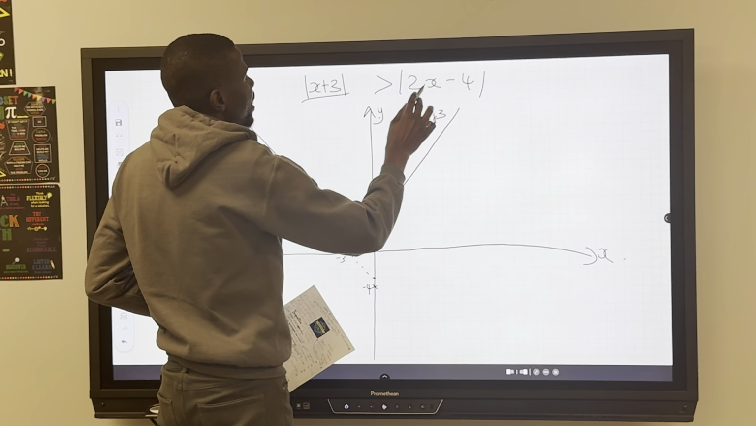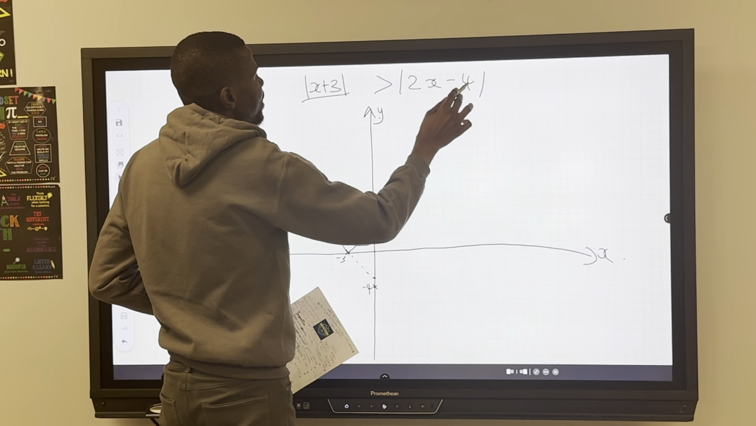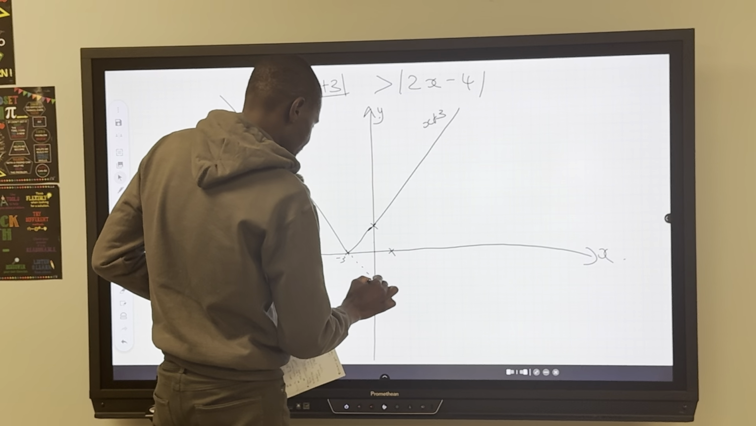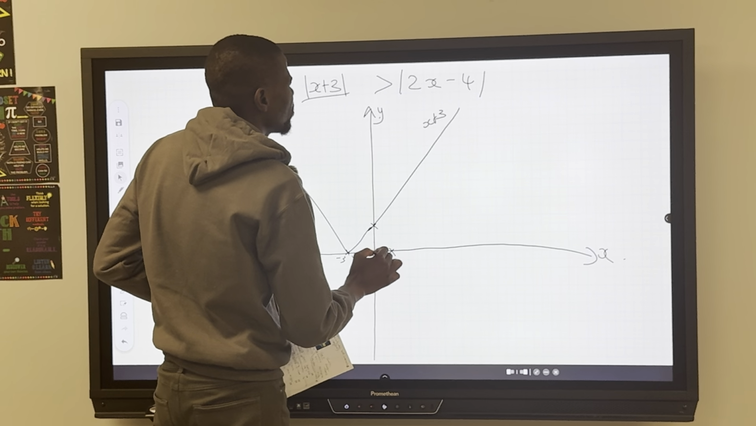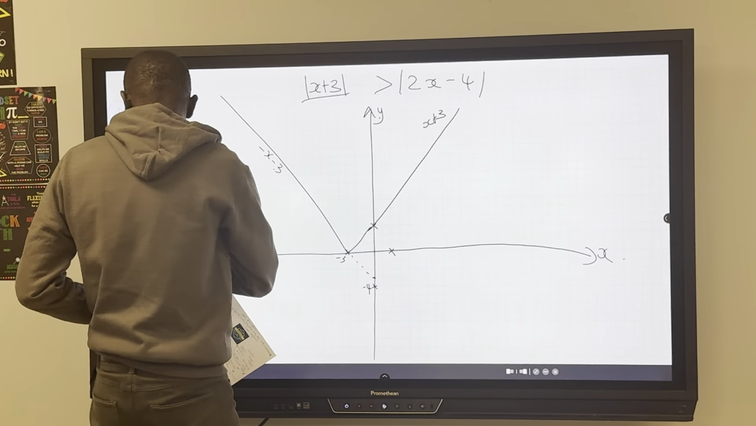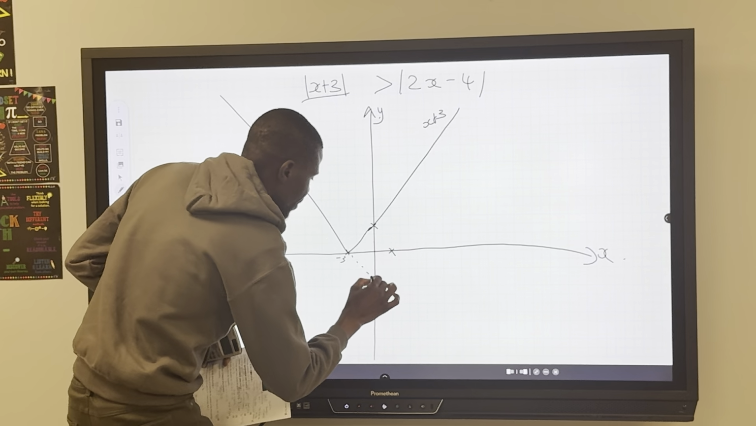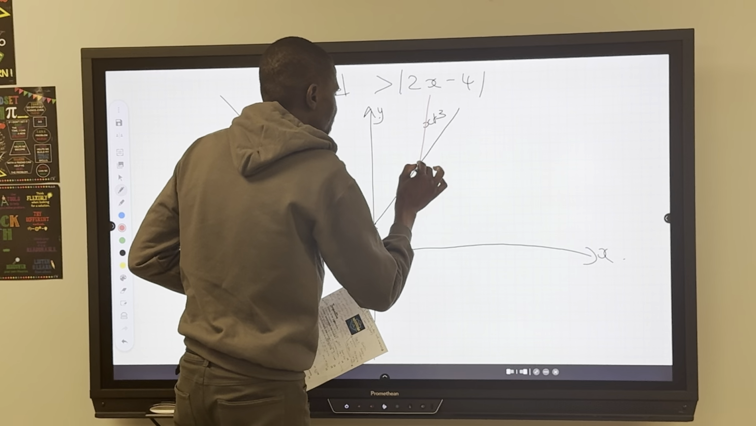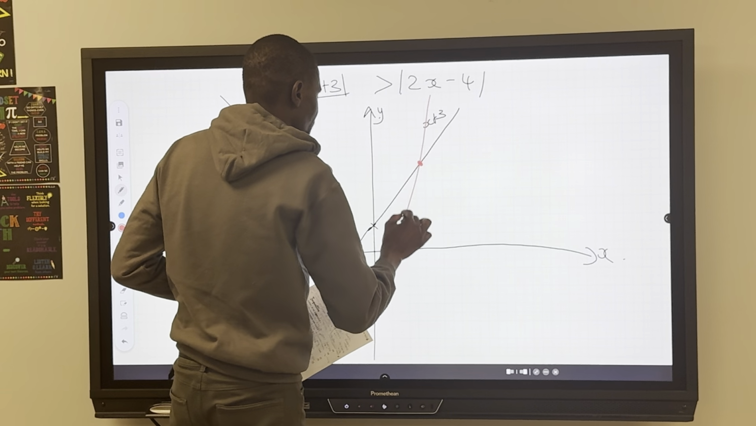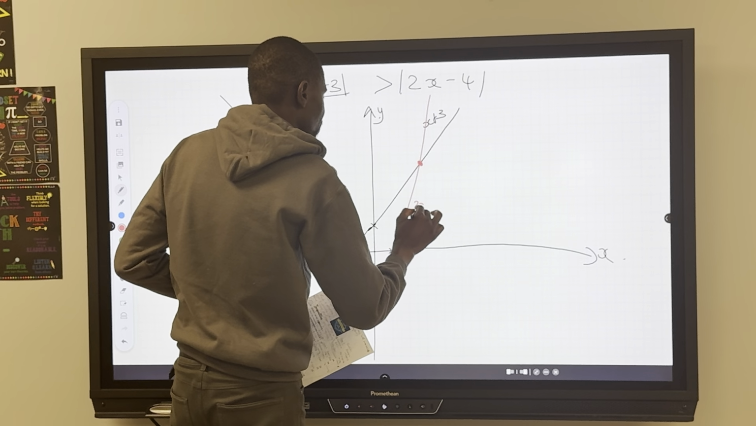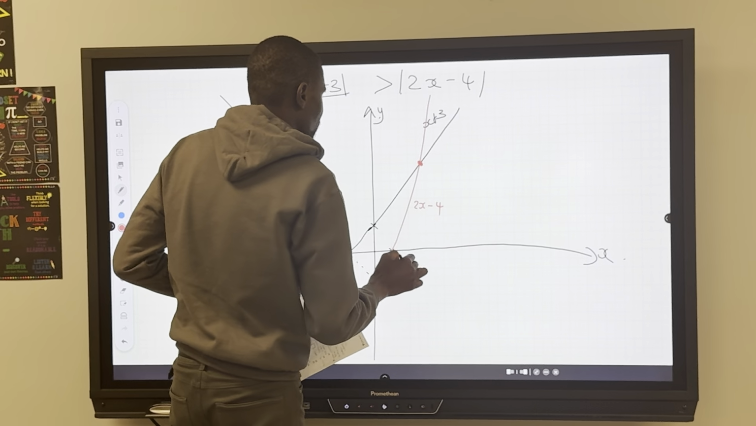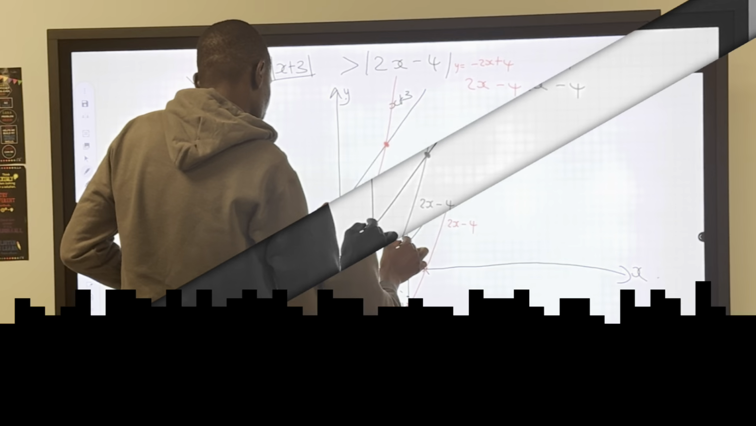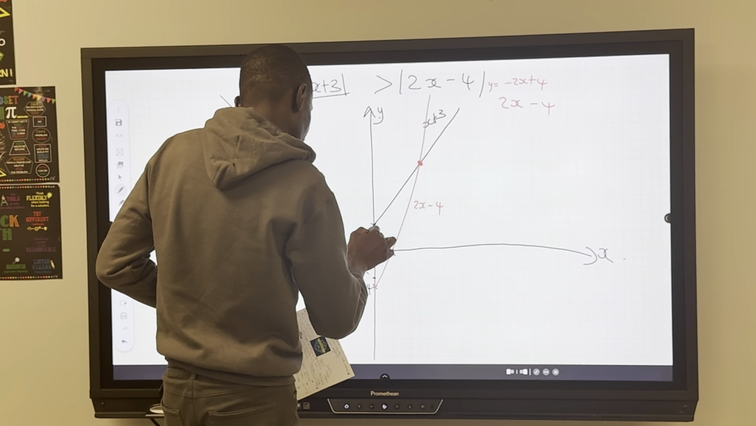Then when y is 0, x is 2. So it's somewhere here, right? Then what else? That's it. So the graph, I'll try to draw it in red. It's like that. Okay, they are going to intersect there. So this part here is 2x minus 4. Because it's now negative 4, I have 4. 1, 2, 3.